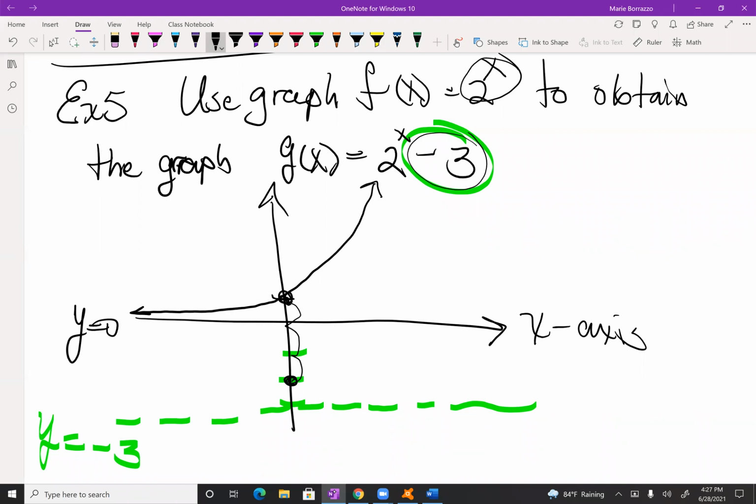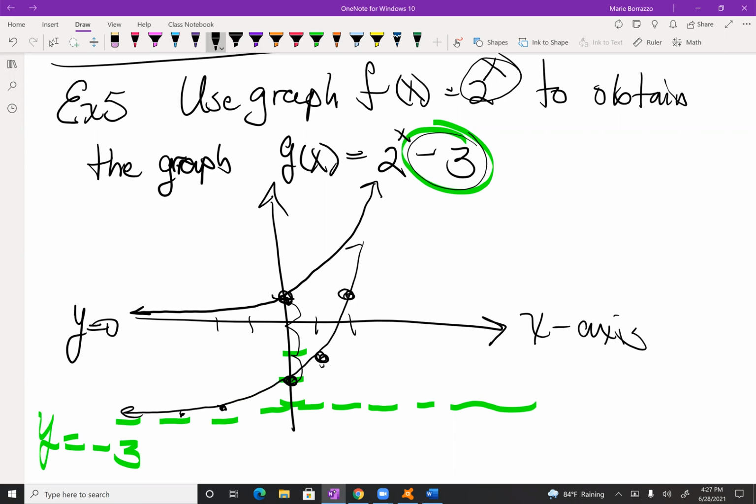So in essence, this will go through 2, 1. This will go through -1, 1. This will go through 0, -2. This will go through -2, -2 3/4. So it'll start to drop this way. And this is our new graph.